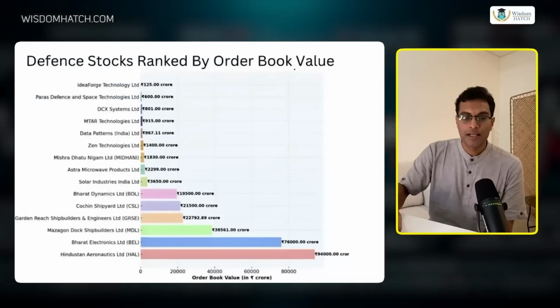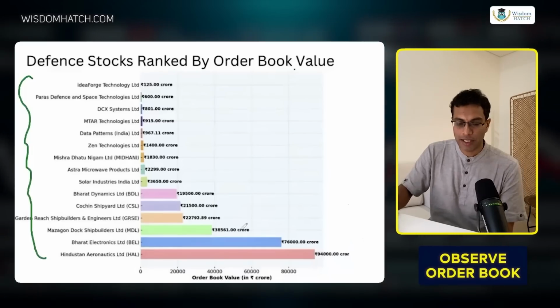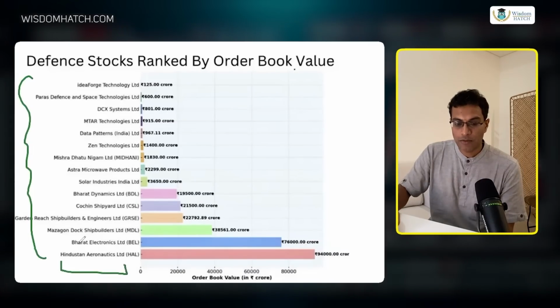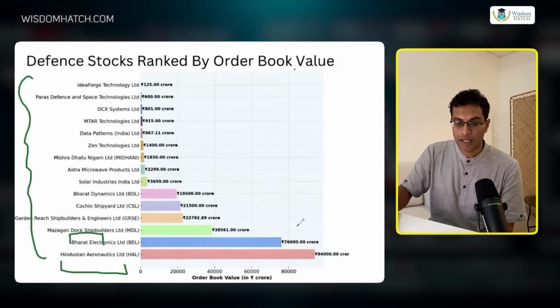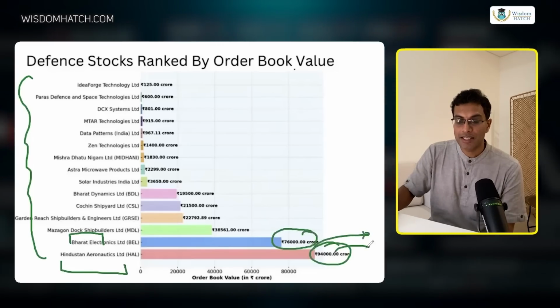Now in case this pinches you and you disagree with me, then what I would recommend is that you take a look at these stocks, right? And here you can check the order book. For example, HAL's order book is this, Bharat Electronics' order book is this. Now their order books have already been built, and they will keep increasing.